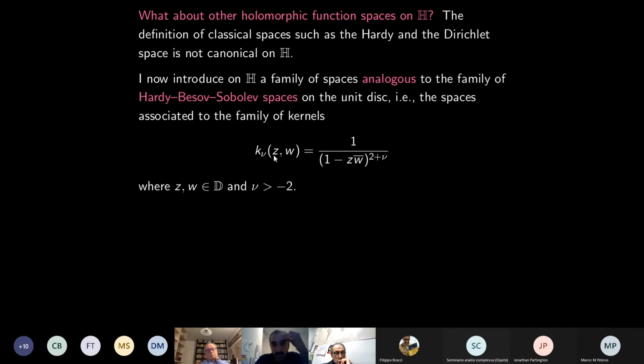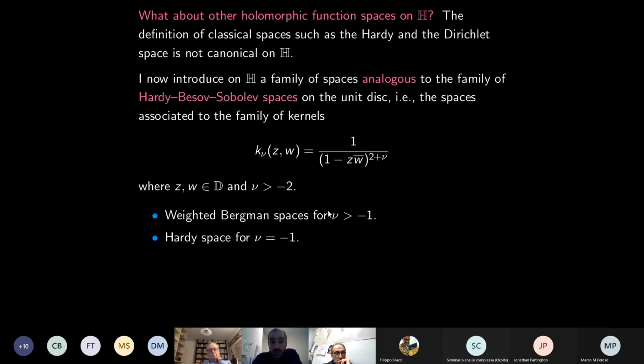So here we have K_nu(z, w) equals 1 over (1 minus z w bar) to the power 2 plus nu, where nu is a parameter greater than minus 2 and z, w belong to the unit disk. This is a well-known family of kernels. In fact, we recognize the weighted Bergman spaces on the unit disk when nu is greater than minus 1. The Hardy space corresponds to the case nu equals minus 1. The weighted Dirichlet space is when nu is between minus 2 and minus 1.